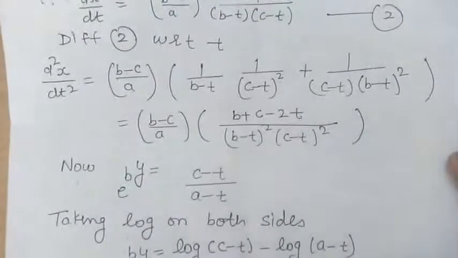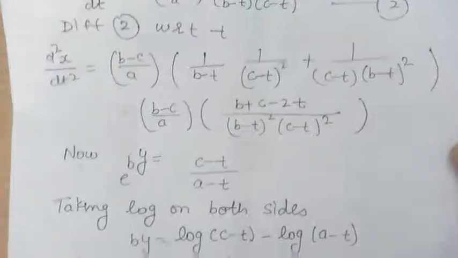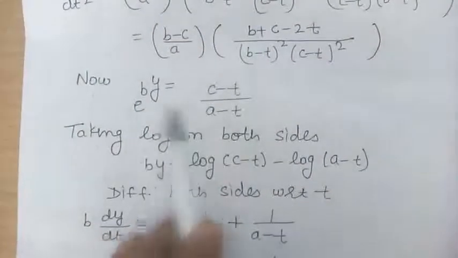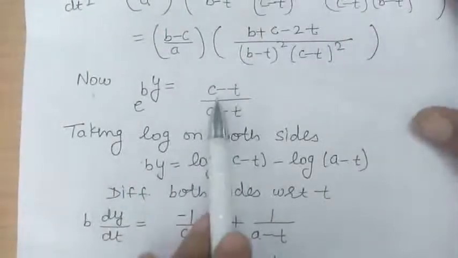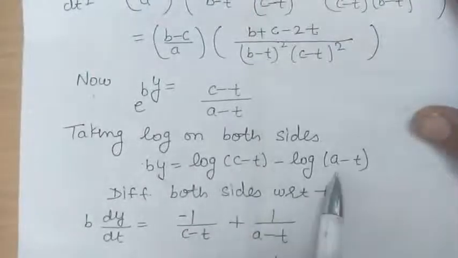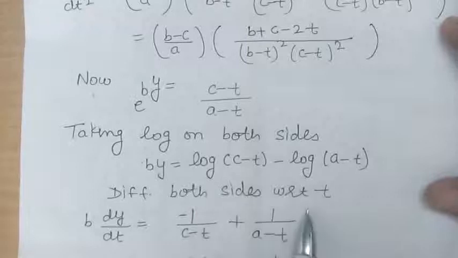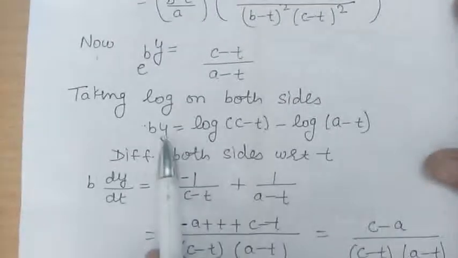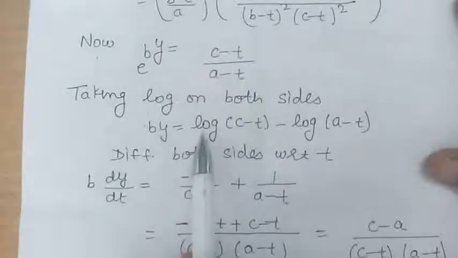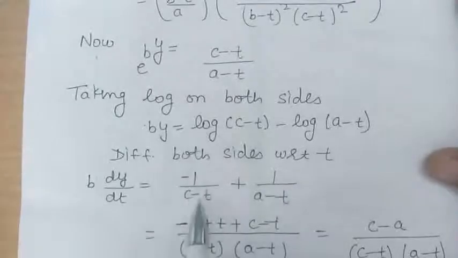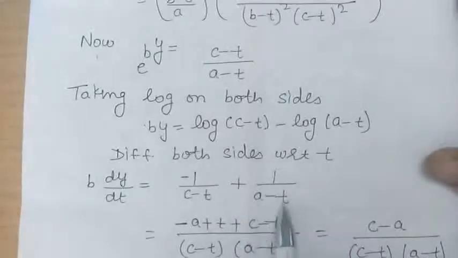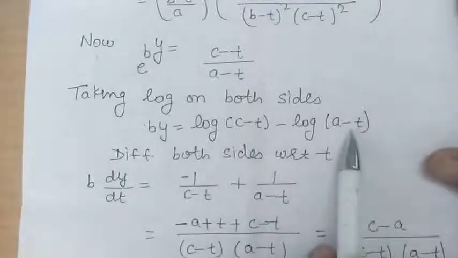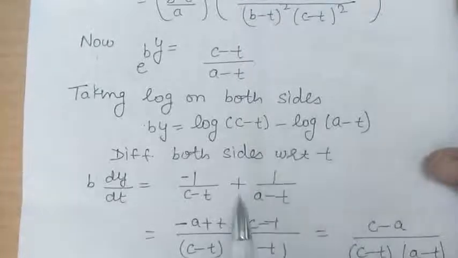Now in the same way, we can find the derivatives for y and z. To find the derivatives of y, from here let us take log on both sides. On the left side we get by. Here taking log, this will become log of numerator minus log of denominator. Now differentiating both sides with respect to t. Here b is constant, the derivative of y is dy/dt. Here the derivative of log will be 1 upon function, 1 upon c − t, then the derivative of c − t is −1. Here again the derivative of this term is 1 upon a − t, then the derivative of a − t is −1, and with this minus, we get plus here.